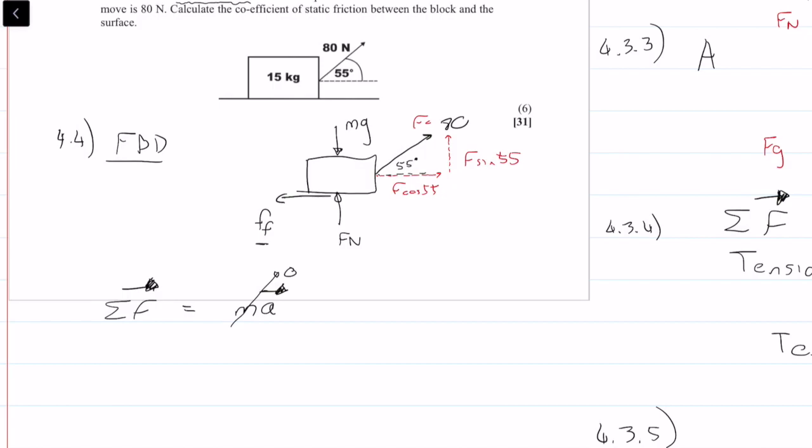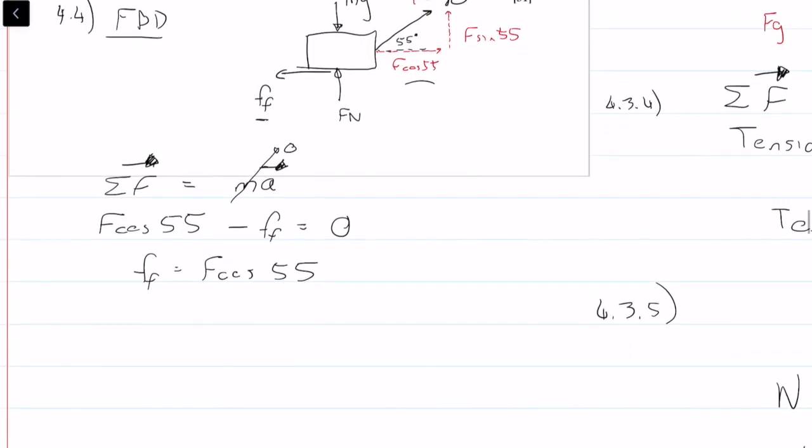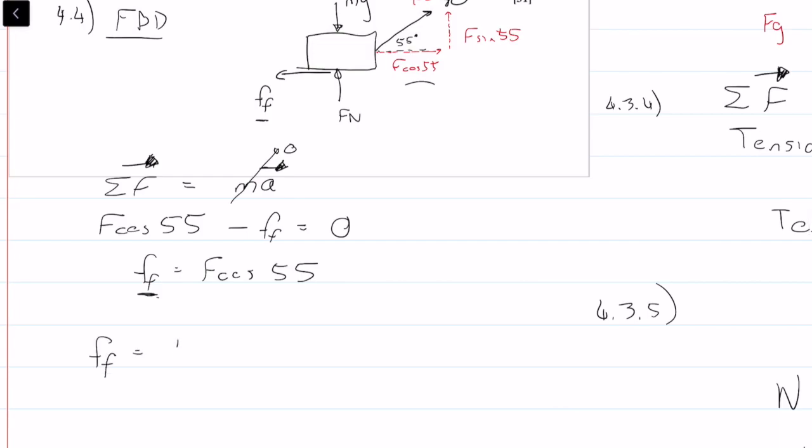So what about forces? This is a positive force right here, so we can say that F cos 55 is positive, minus force friction is equal to 0. So the force friction is equal to F cos 55. Now the question is, what is the force friction? The force of friction is equal to your normal force times mu, F normal times mu. So now the question is, what is your normal force?